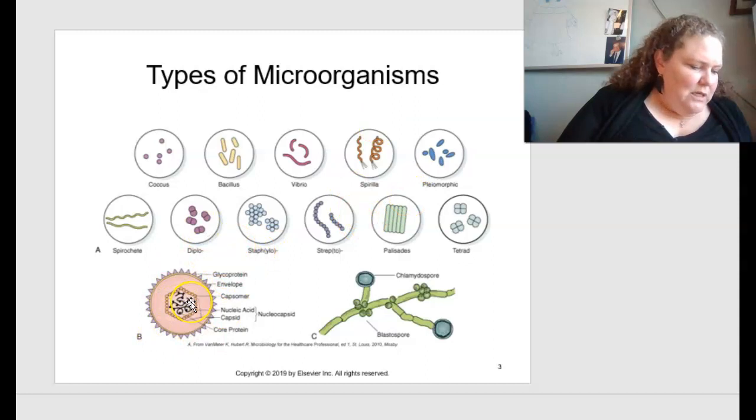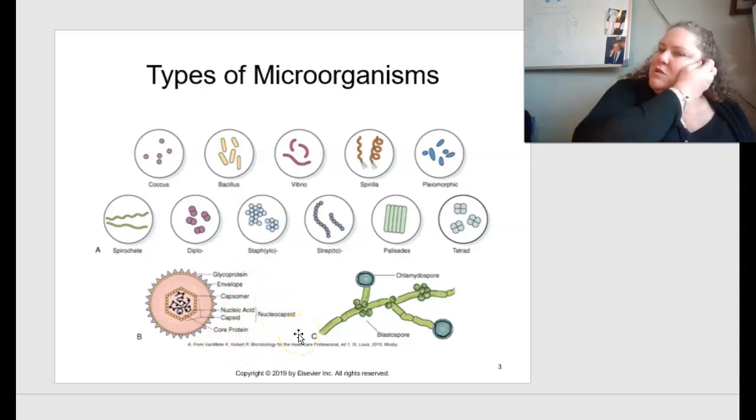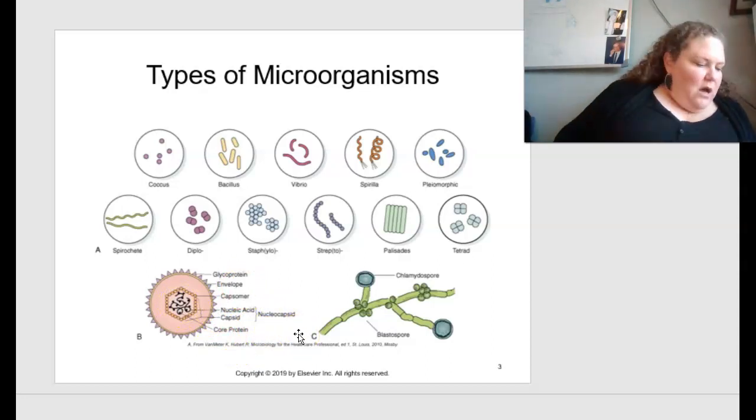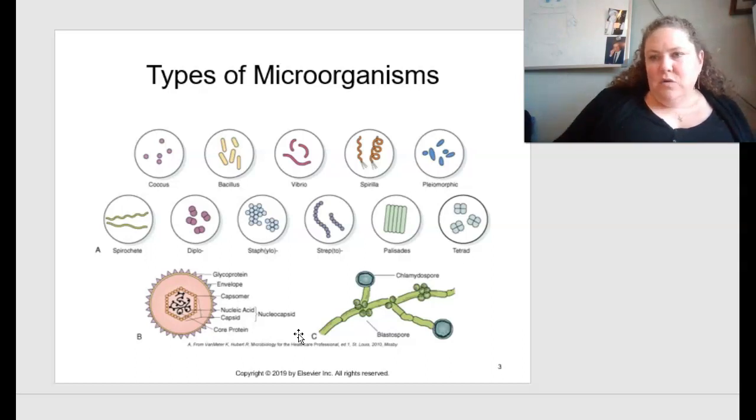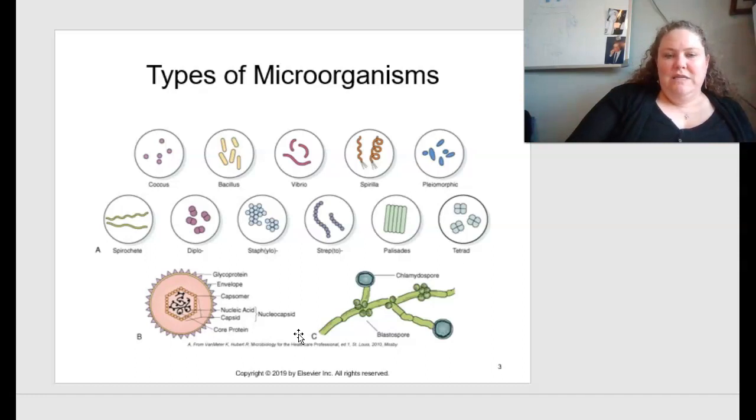Then down here in B, this is going to be what a virus looks like. And it has a glycoprotein cover, then it has an envelope, it has the capsomere, which is in the middle, and then the nucleic acid, capsid, the core protein, and all of those together are the nucleocapsid. So the fun thing about viruses is they can't reproduce without taking over a host organism. And so, we're in the middle of a viral pandemic right now with the COVID-19 virus. So you guys probably know more about viruses than you ever wanted to know.